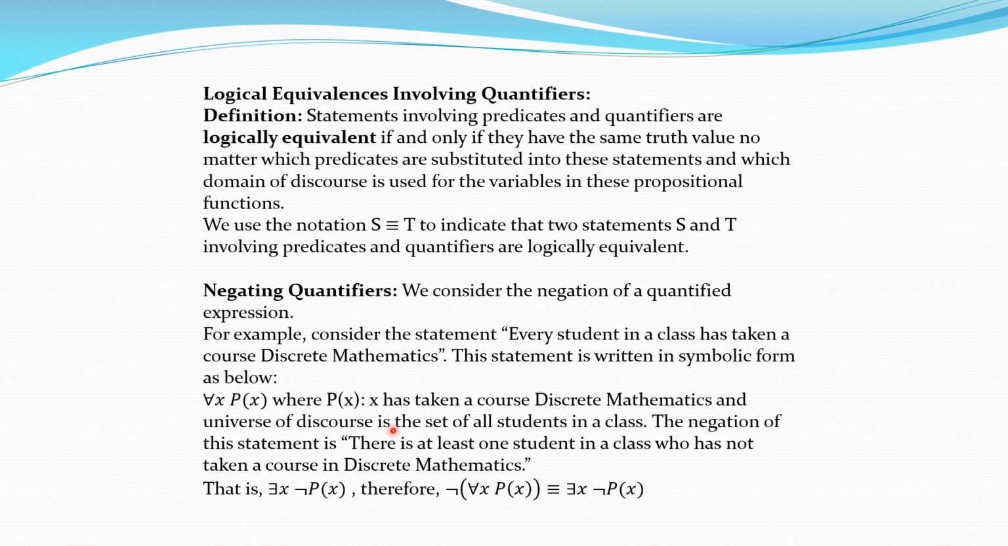Now what will be the negation of this statement? So negation is not like that every student has not taken a course. So every student has taken a course discrete mathematics. So its negation is there is at least one student in a class who has not taken a course in discrete mathematics. So there is means there exists. So the quantifier is there exists x, x not taken a course in discrete mathematics, which is negation of P(x). So there exists x negation of P(x). Thus, negation of for all x P(x) is equivalent to there exists x negation of P(x).